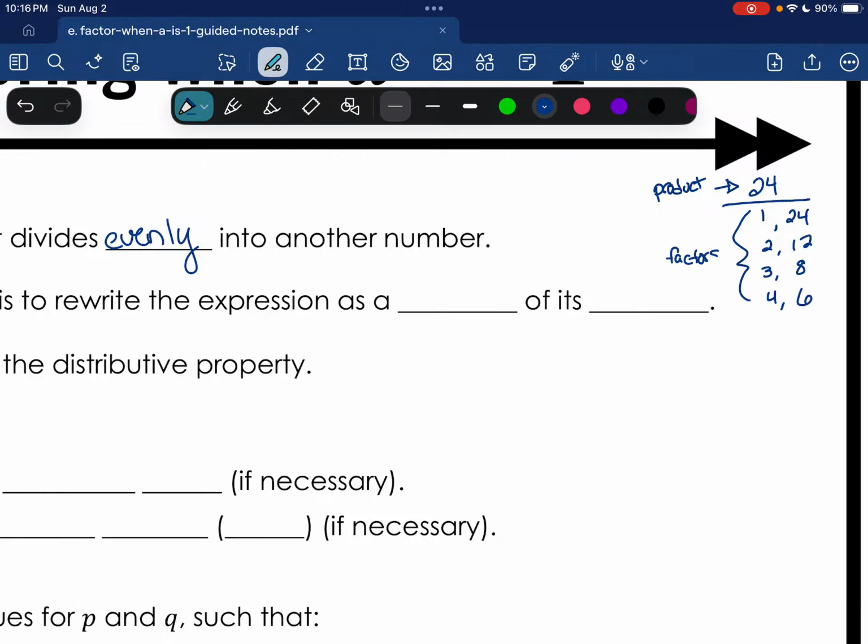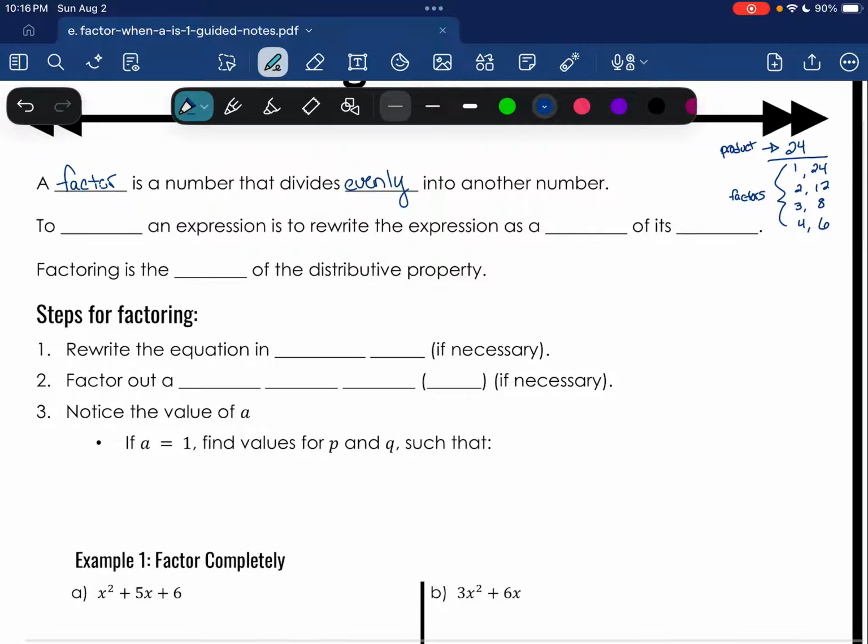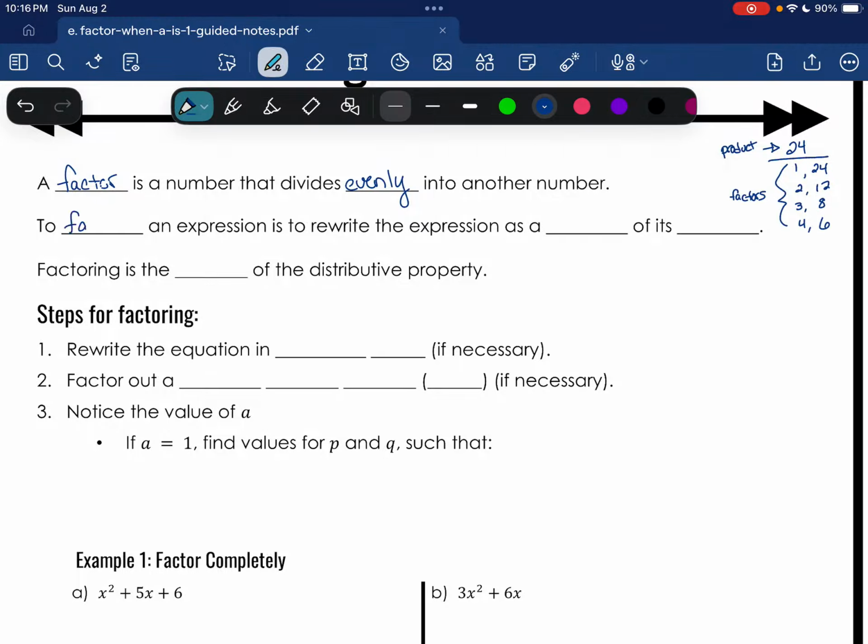Okie dokie. To factor an expression, so not like a number where we're writing it in terms of its factors, but to factor an expression is to rewrite the expression as a product, right? A multiplication problem of its factors. So to use the example we just gave, it would be like if I wrote 24 instead as 3 times 8. That would be a product of its factors. So we're going to do the same thing, just stepping up our game, because we're going to have algebraic expressions as our product and our factors.